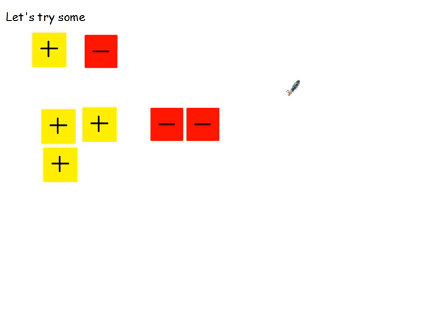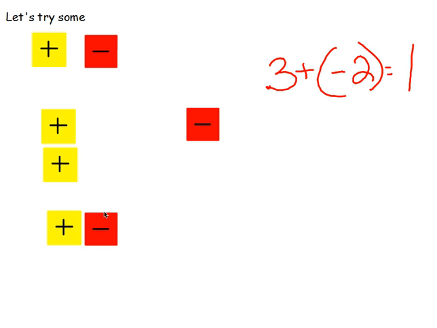Alright, so if we did this, we just said we had 3 positives and we had 2 negatives, and I said that when we have them combining, we just add them together. So different signs, we subtract, and that's going to give me a positive 1, because we could go with my zero pair here, and all that's left is a positive 1.